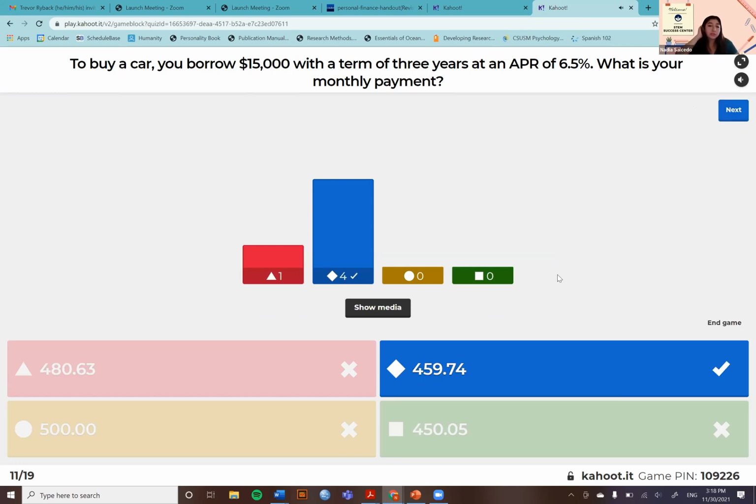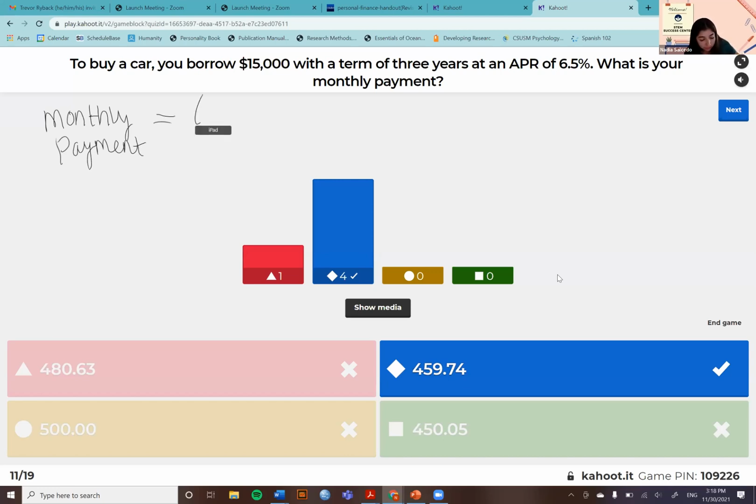Okay, so there were 5 answers, but I'll go ahead and go over it. To buy a car, you borrow 15,000 with a term of 3 years at an APR of 6.5%. What is your monthly payment? So in this case, we're going to need our monthly payment formula. Looking at the question, what are they asking you, and that helps you figure out which formula to use.